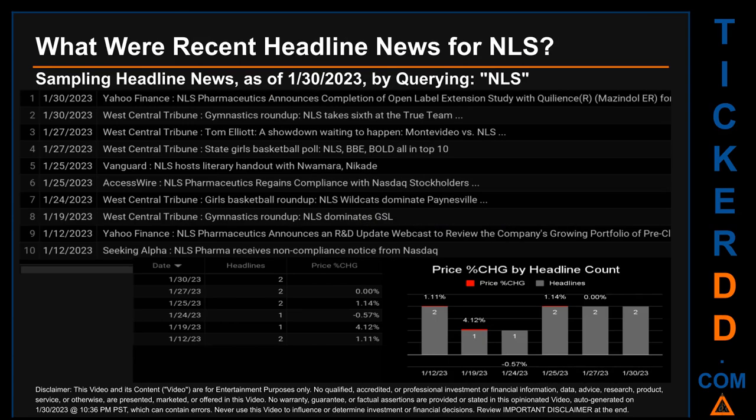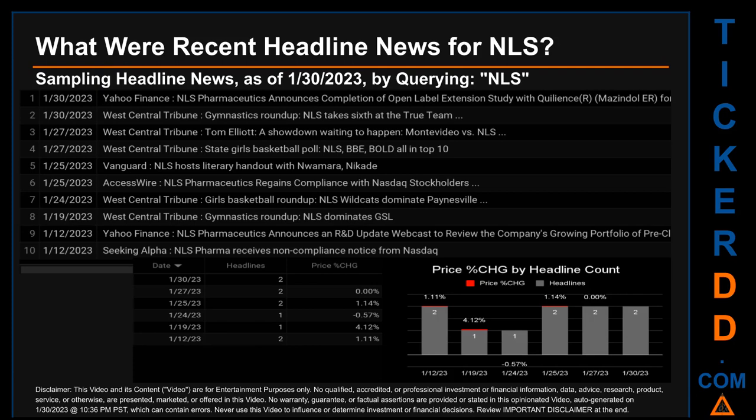What were recent headline news for NLS? Today, Monday, January 30, 2023, I sampled one of our news aggregators for latest headlines for this ticker. I did so by searching specifically by a keyword that may appear, broadly, in the title or the body of discoverable news articles. The keyword that I used was the ticker symbol, NLS.